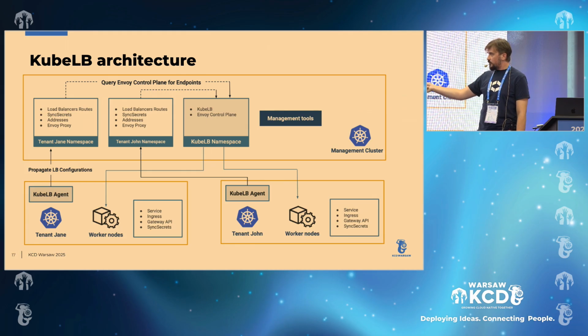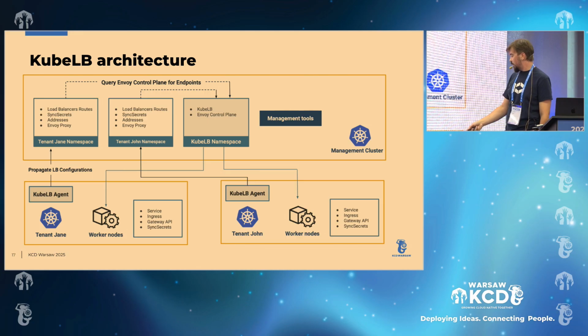it will just create the copied configuration from your user clusters. So in the user clusters, whenever you create a service, ingress, Gateway API, or some secrets you want, let's say, for TLS termination, it will just watch for these changes and make sure that the namespace of your management cluster is updated.